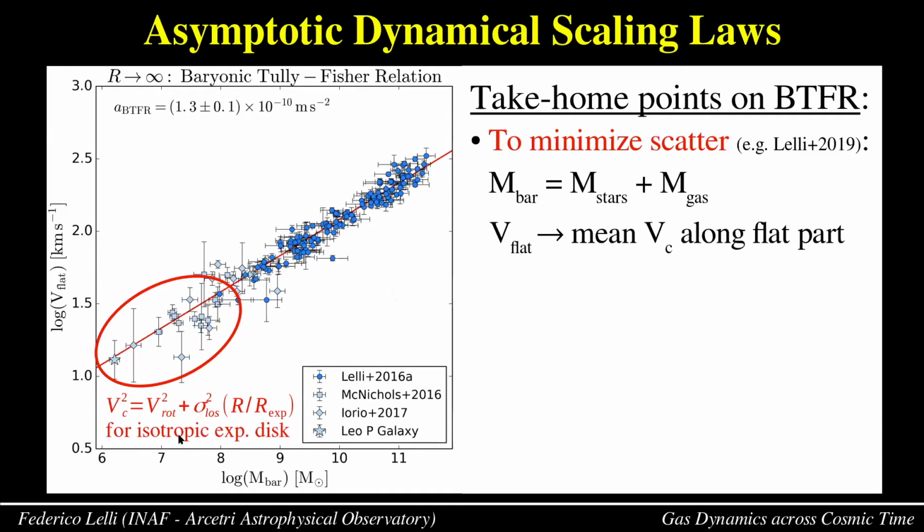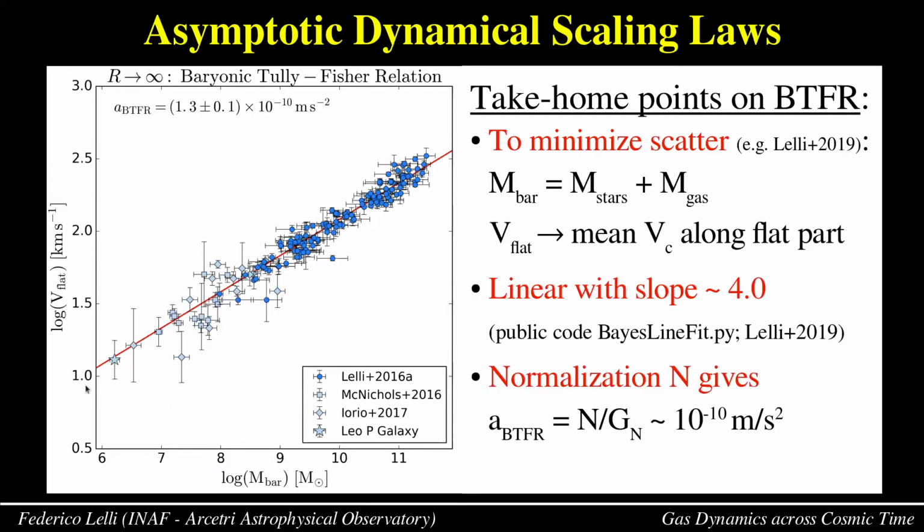And if you assume an isotropic exponential disk, it's actually a relatively simple formula. Now, this relation is extremely extended. These are almost 6 orders of magnitude in baryonic mass. As you can see, it's linear, and the slope is very close to 4. The precise value of the slope may depend on your fitting technique.